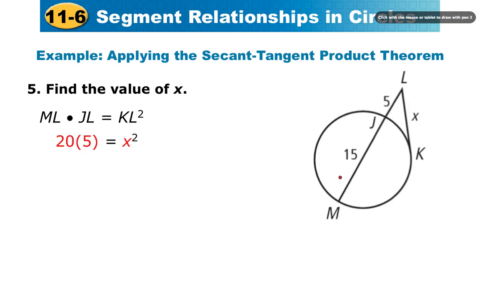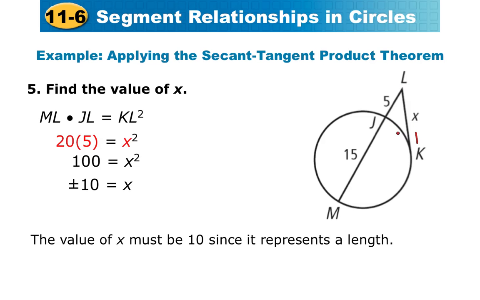this is where mistakes happen. ML is the sum of 15 plus 5, okay? 20. Be careful, don't multiply these. 20, and then the external is 5, and then KL is just x squared. At this point, multiply the 20 and the 5. If you take the square root of both sides, you end up with plus or minus 10. But in this case, since x represents a distance, you know that we only keep x equals positive 10.